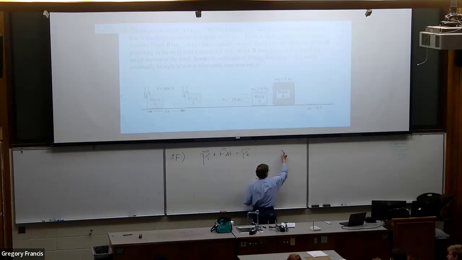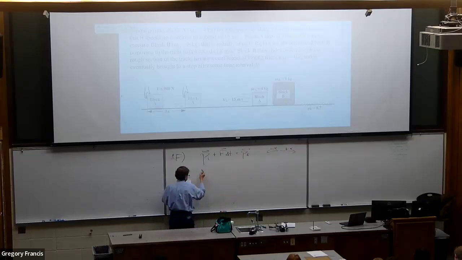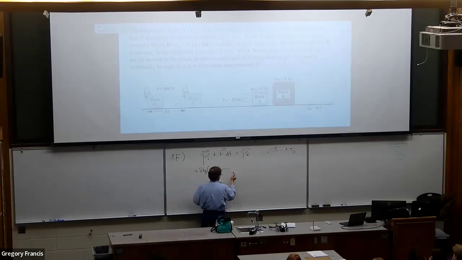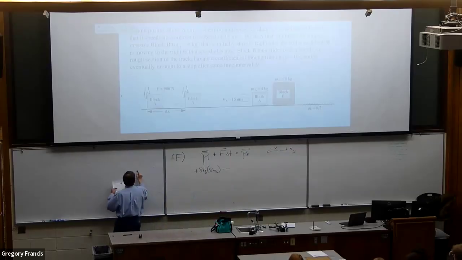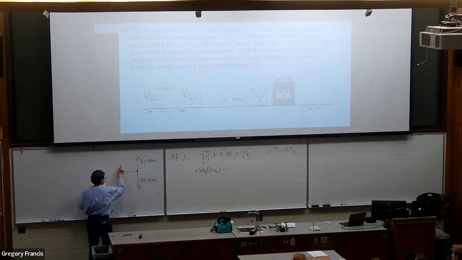If I call to the right the positive direction, then I have P initial is 8 kilograms times 8 meters per second, and it's positive. The friction force is to the left, so it's negative. And the friction force I would get from a free body diagram, the weight is going to be 80 newtons. The normal is going to be 80 newtons. This is going to be kinetic friction, so it's going to be mu sub k times the normal force. The mu sub k is 0.7 times 80 is going to give me 56 newtons.